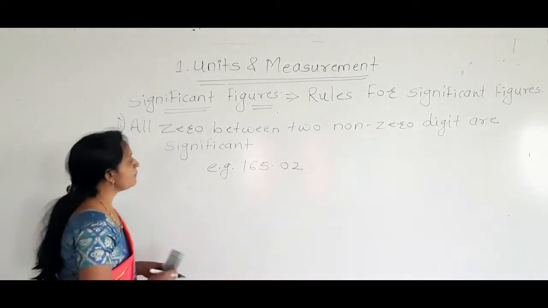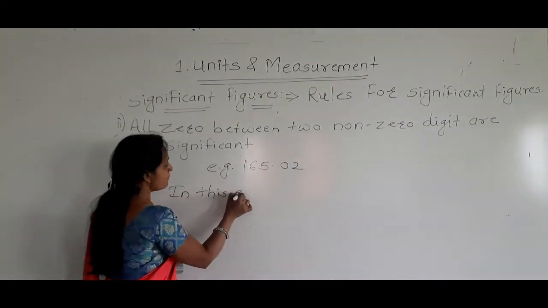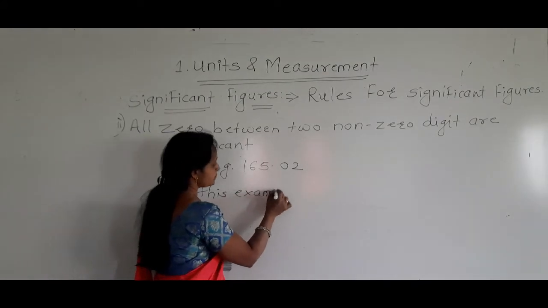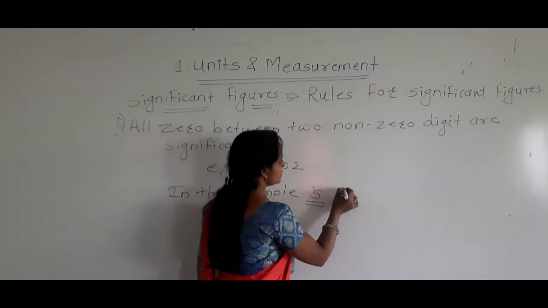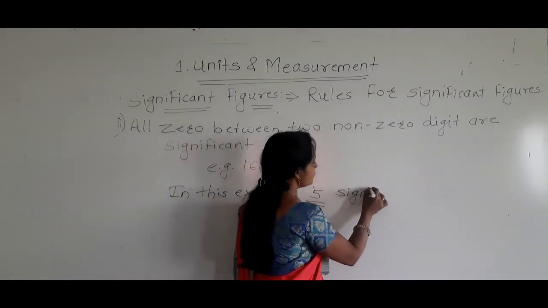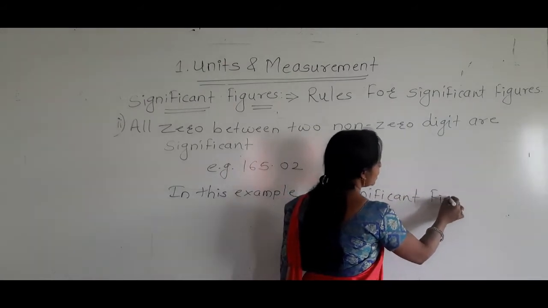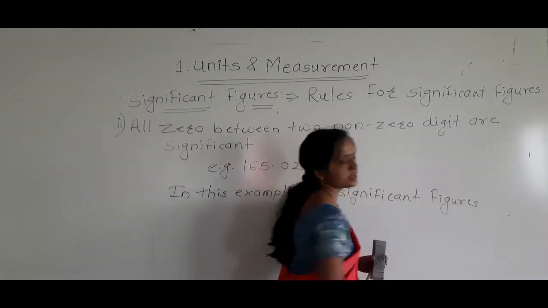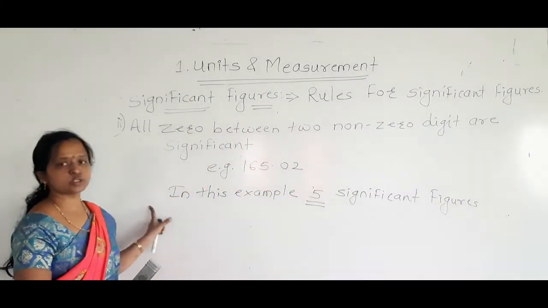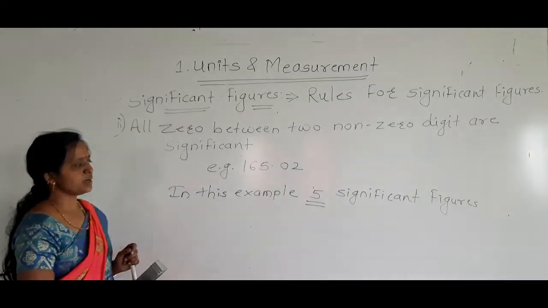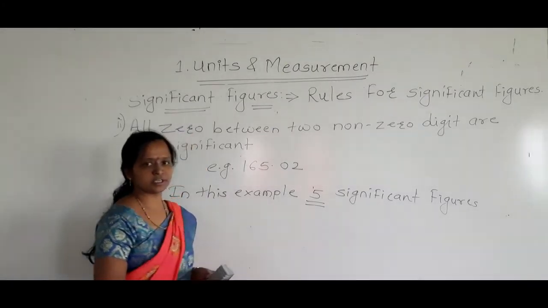We count it. Therefore, in this example also, there are 5 significant figures. This is the second rule of significant figures. How many significant figures in this example? In this example also there are 5 significant figures. All zeros between two non-zero digits are also significant.